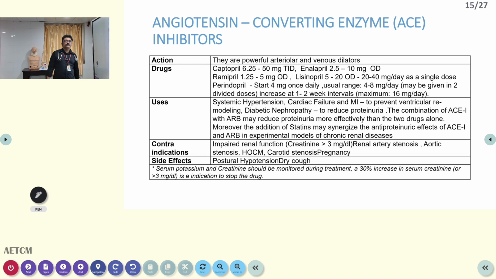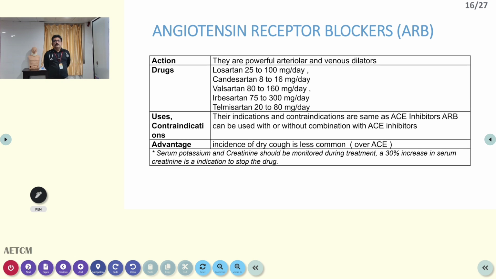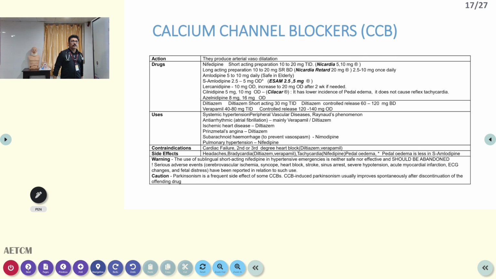That's all. ACE inhibitors and ARBs can be used in most conditions except conditions like renal failure or pregnancy. Some ACE inhibitors can produce dry cough. That's a common side effect. Instead of that, you can go for ARB. Angiotensin receptor blockers have a similar action. The dry cough side effect is much less with ARBs. The similar indications and contraindications apply for ARBs also.